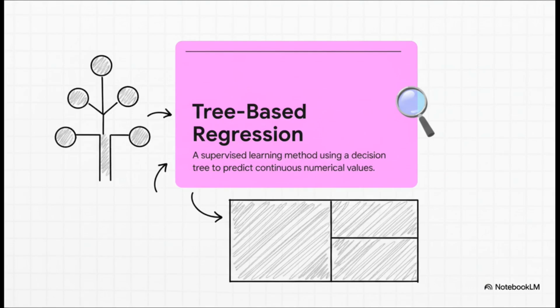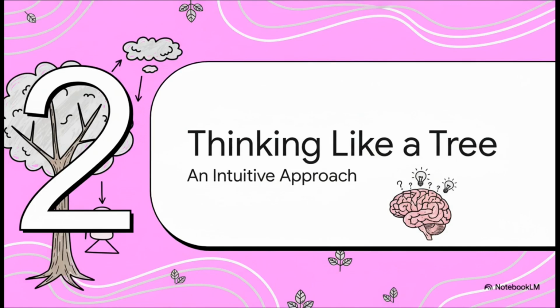The core idea here is so smart. Instead of trying to create one super complex rule for all the data at once, it just chops the problem up into smaller, bite-sized pieces. It's the classic divide and conquer approach, and trust me, it works incredibly well. So let's get into how these things actually work.